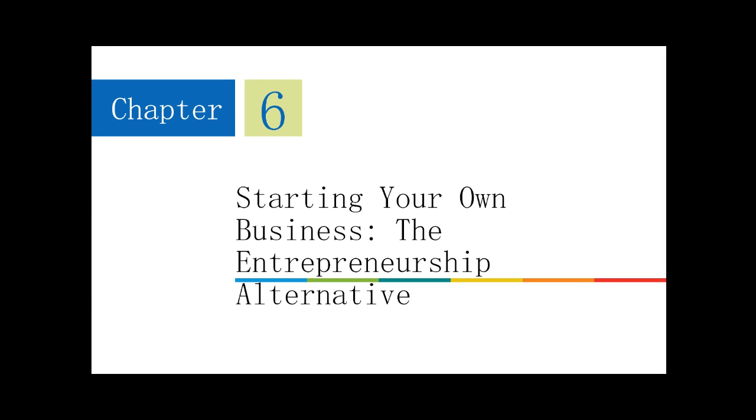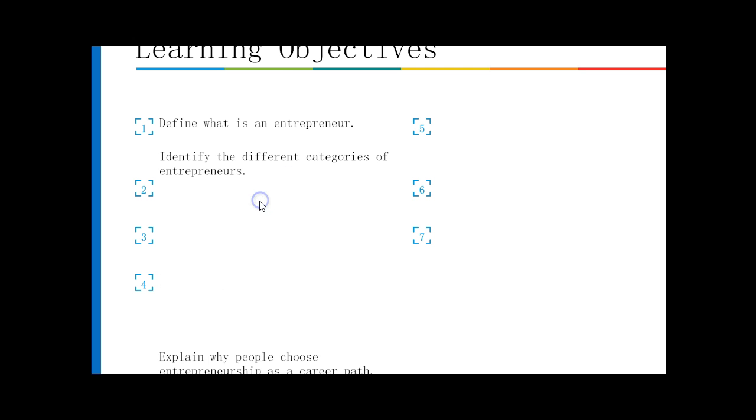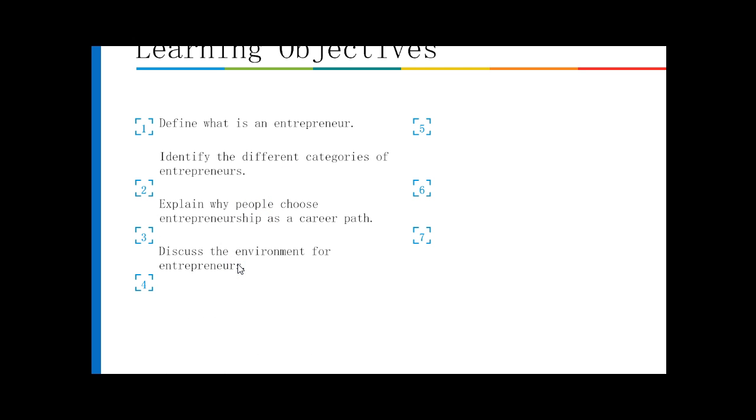Today, class, we are going to start on Chapter 6, Starting Your Own Business, the Entrepreneurial Alternative. Our learning objectives include: we're going to start with definitions. We'll be doing definitions throughout this course, of so many different words that you'll need to learn and apply. But first, we want to know what is an entrepreneur, identify the categories of entrepreneurs, and why people decide to be their own business owner, and that's their career path.